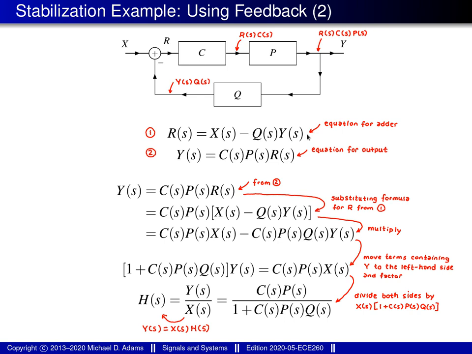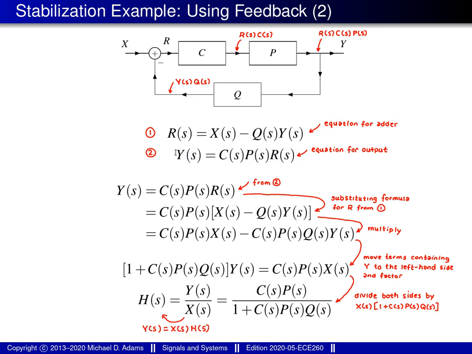Next, we write an equation for the output of the system. Here we have the output of the system, which is labeled by two formulas. It's labeled by y, but it's also labeled by r times c times p. So these two quantities must be equal. Therefore, we have this second equation here.